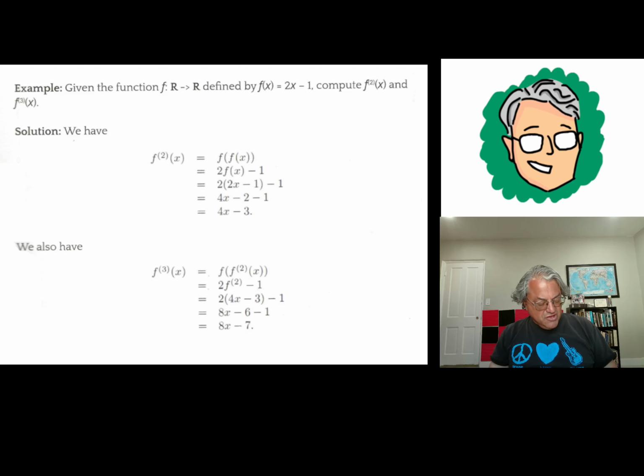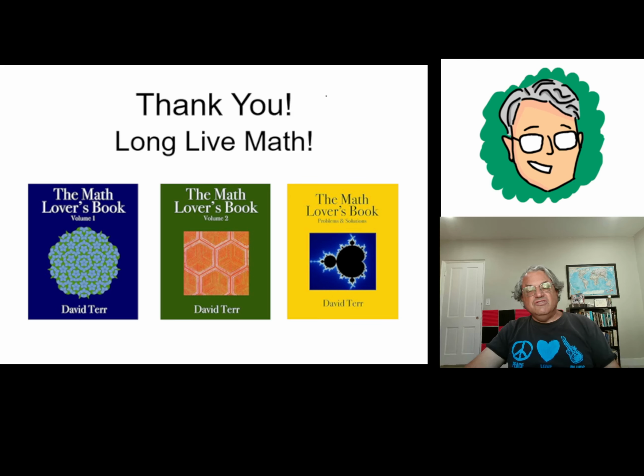And then if you did it another time, you can use the recursive definition. F superscript 3 of x is f of f superscript 2 of x. We already calculated f superscript 2 of x. That was 4x minus 3. And when you do the math, you'll find that f superscript 3 of x is 8x minus 7. So that's a simple example of composing a function with itself. And that completes my video for today on composition of functions.